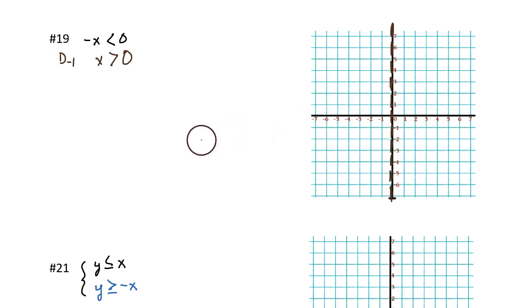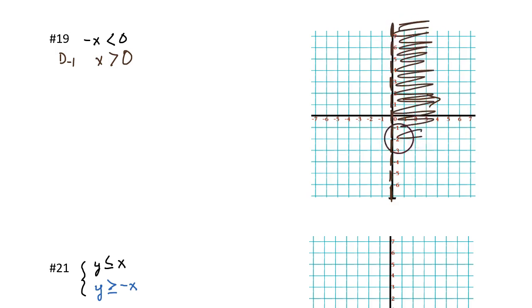up. Where's the shading go? Where are the numbers where x is greater than 0? Are they over here to the right of the line or to the left of the line? They're to the right of the line, so you shade in all of this space.